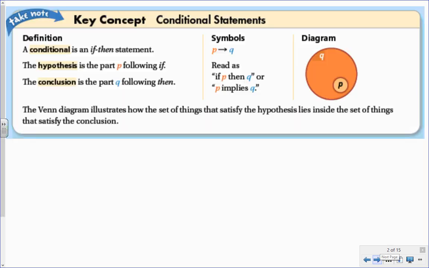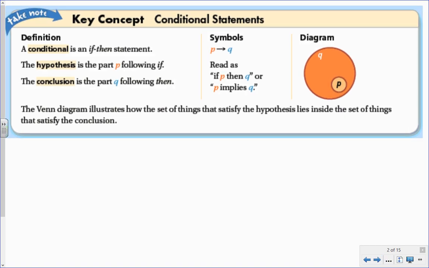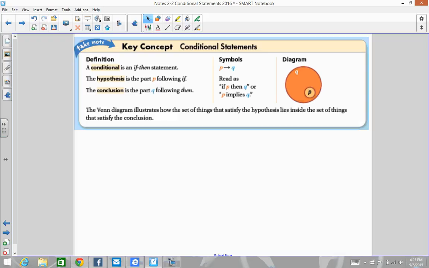So first thing, a few key concepts: a conditional statement is an if-then statement. So here we have our if-then statement. I'm just going to highlight this for you. Everything's based on symbols, and the symbol for the if-then statement is P arrow Q. The hypothesis is the part after the if, and the conclusion is the part after the then. So if P is our hypothesis, then Q is our conclusion.